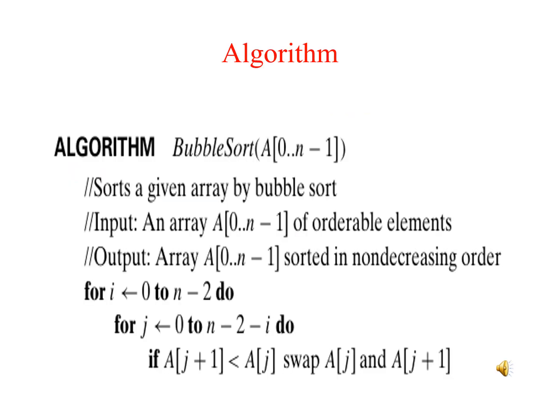Next we are going to see the bubble sorting algorithm. For i equal to 0 to n minus 2, do: this will be executed as the outer loop. For j equal to 0 to n minus 2 minus i, do: this will be executed as the inner loop. If a[j+1] is less than a[j], we have to swap the elements.